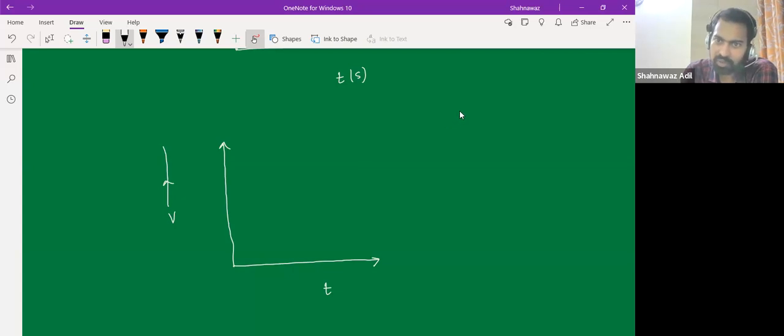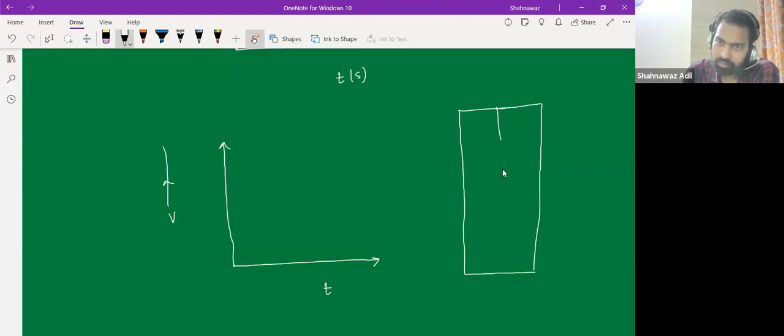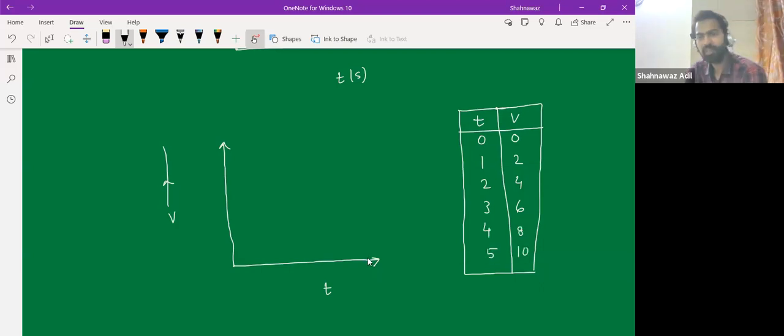Okay, and let me give you some data. Let's say this is t and this is v. At t equals 0, v is 0. At t equals 1, this is, let's say, 2. At t equals 2, this is 4. At t equals 3, this is 6. At t equals 4, this is 8. At t equals 5, this is 10. Okay, so these are the data that are given.